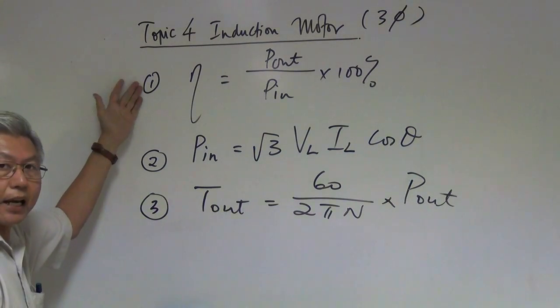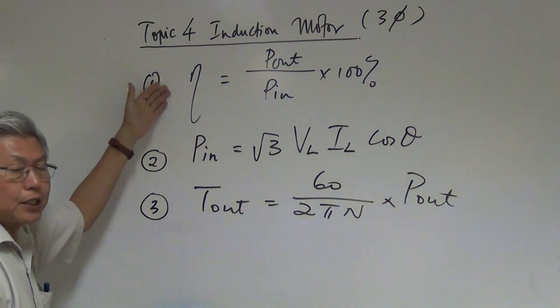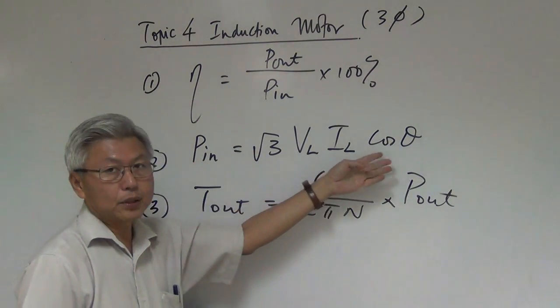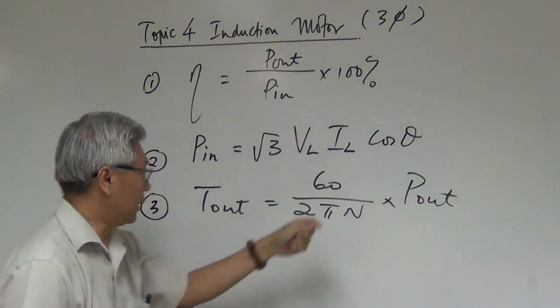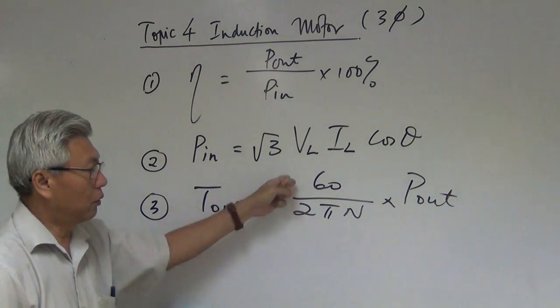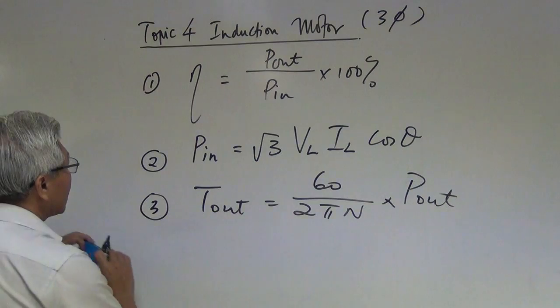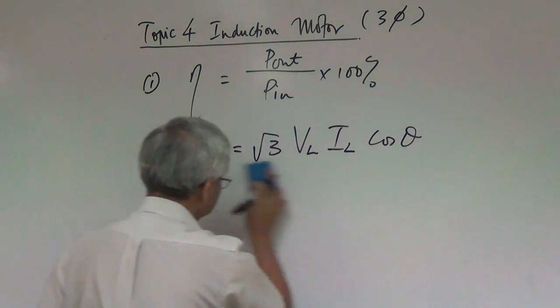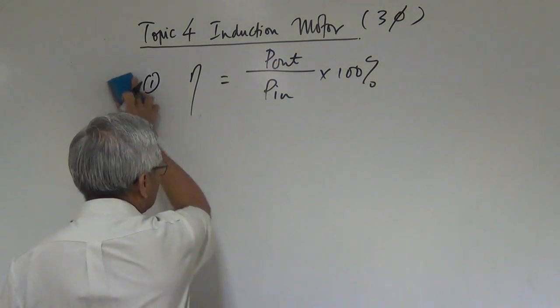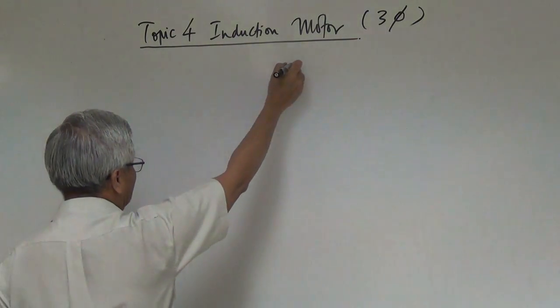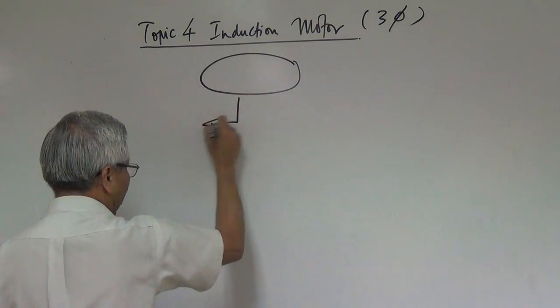Okay, so this is kind of revision material. Efficiency is output divided by input. Input is equal to square root 3 VL IL cosine theta, for three phase. Torque is equal to 60 over 2 pi N multiply the power. Right, so now let's move on to the power flow diagram. Now the power flow diagram looks like this. Okay, it's a flow chart.